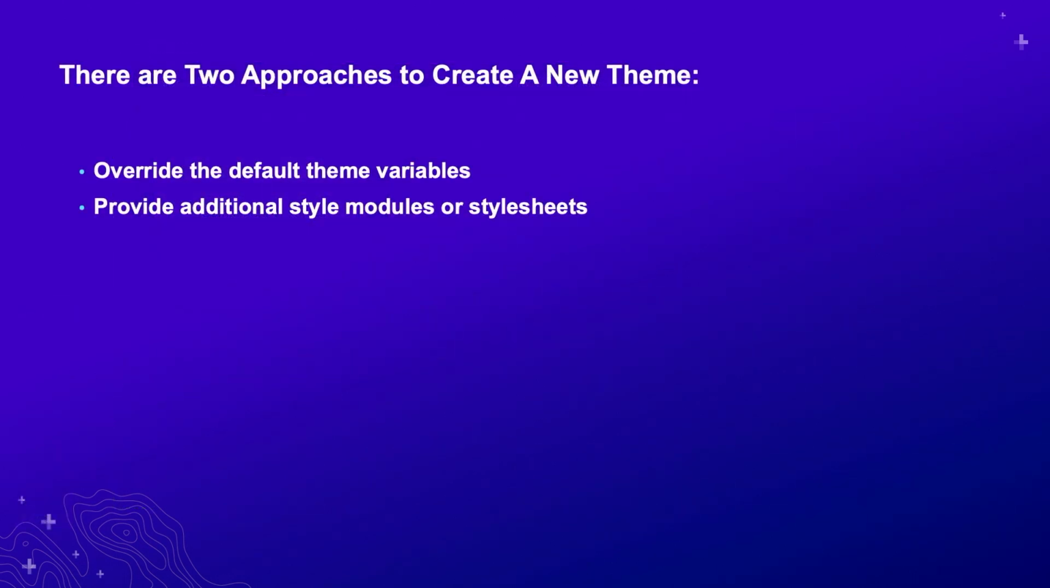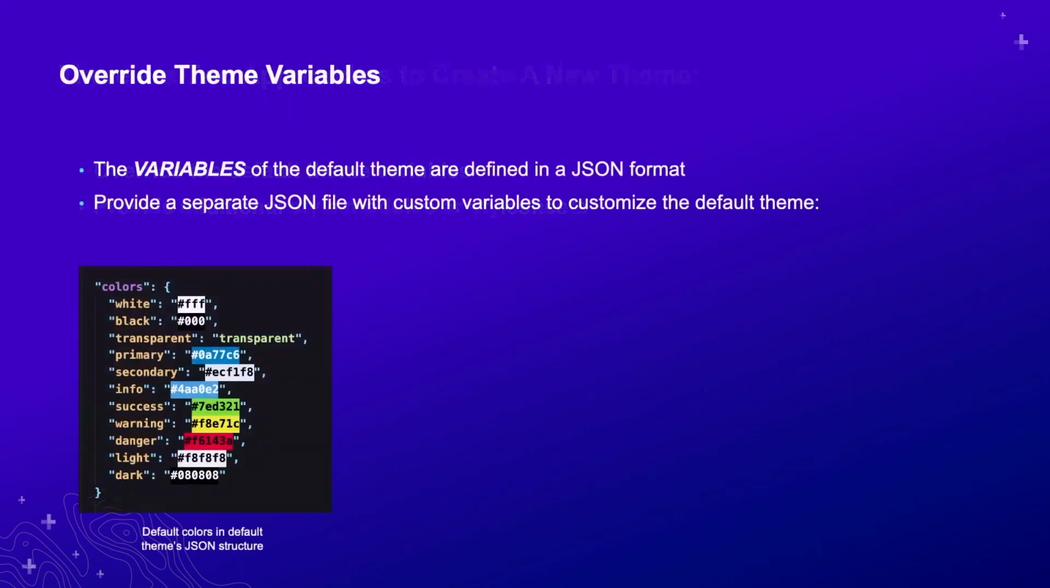So how to do it? Basically, there are 2 approaches to create a new theme. First one is to override the default theme variables. The second one is to provide extra style modules or style sheets to the theme. First, let's take a look at how to customize a theme by overriding the theme variables. This is also the most common and easy way to create a new theme.